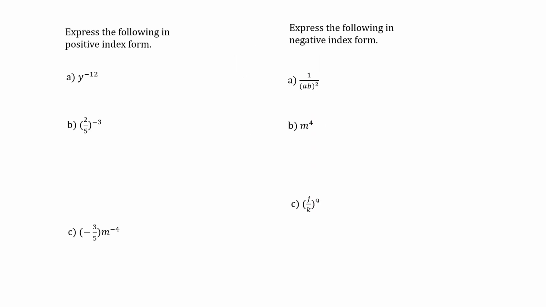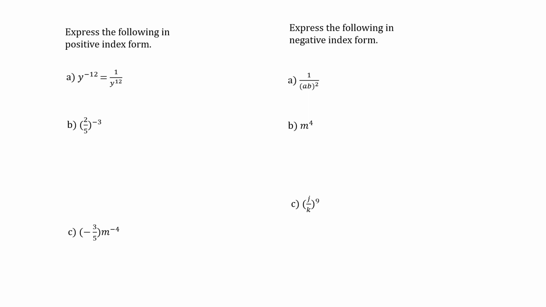Okay, let me give you some example questions to do. Express the following in positive index form. So from a negative index, you need to express it as a positive index. So y to the power of negative 12, as mentioned just now, is equal to 1 over y to the power of 12.